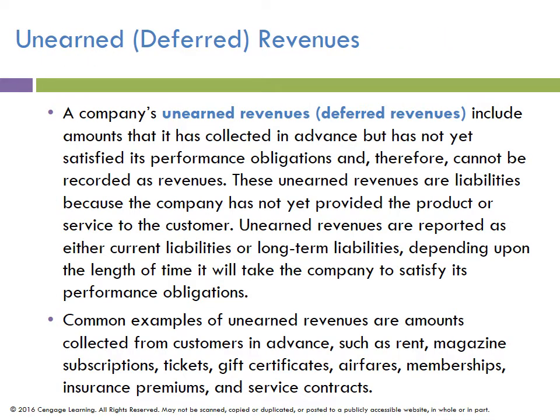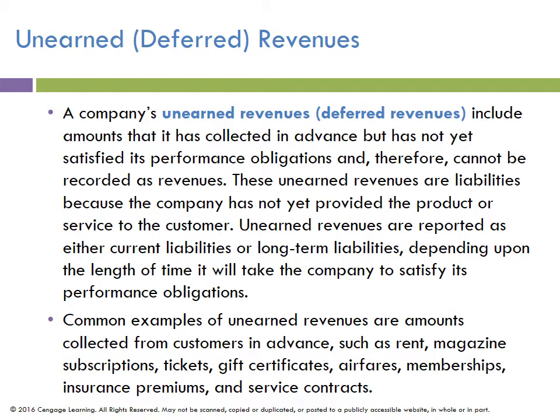So, unearned or deferred revenue we've seen already. This includes amounts that we collect in advance but have not satisfied the performance obligation and therefore cannot record them as revenues. These are listed as liabilities because we still owe them. And they're either going to be a current or long-term liability depending on when the performance obligation is satisfied. So when you're going to do the work.